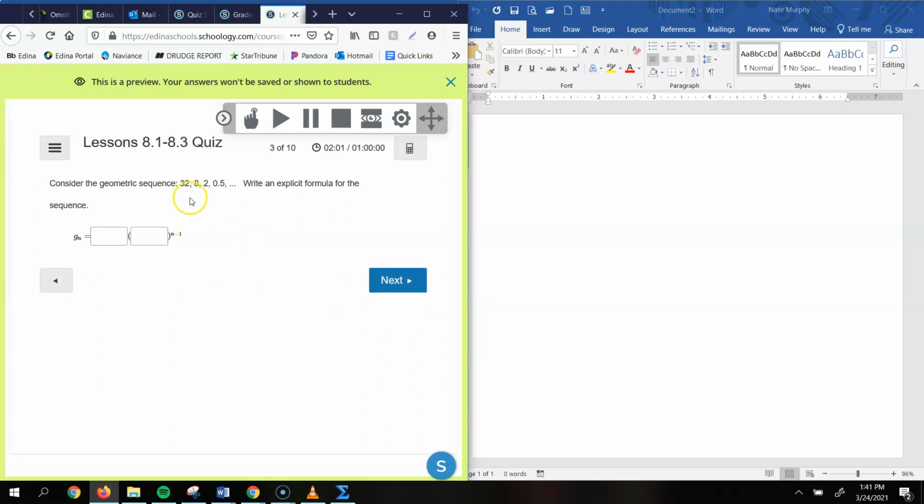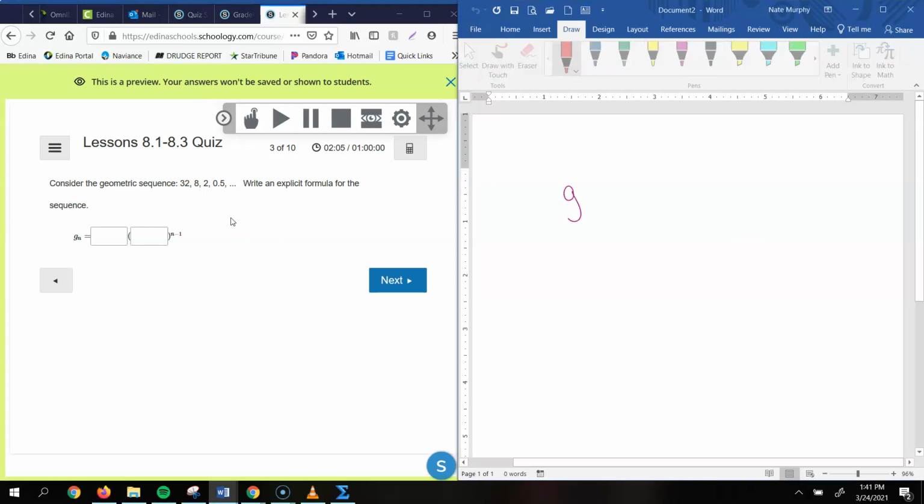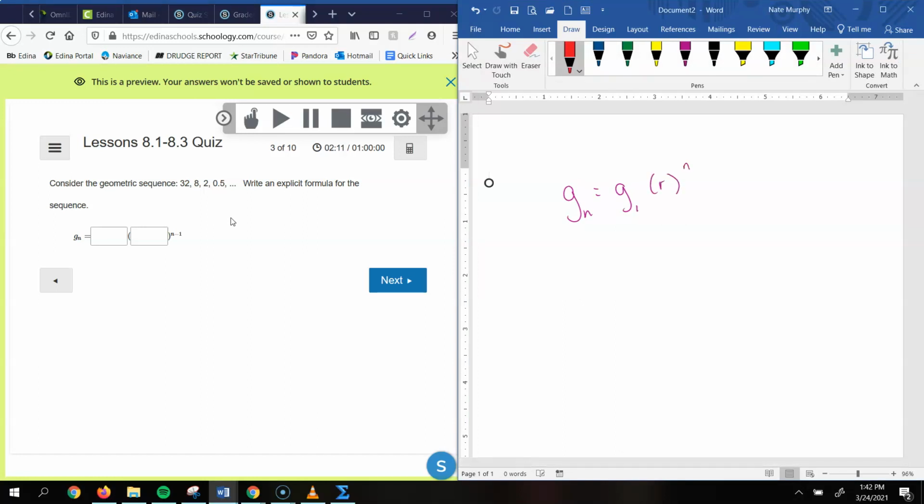All right, so here they tell us this is a geometric sequence, and we want to find an explicit formula for that. Remember, an explicit formula for a geometric sequence would be g sub n equals our first term times a constant ratio, and then we'd have an exponent of n minus 1. So I see that the first term is 32. Now I have to figure out, what am I multiplying by each time?